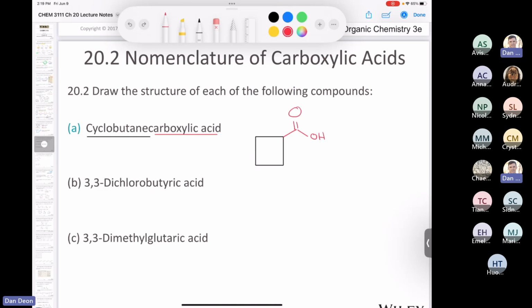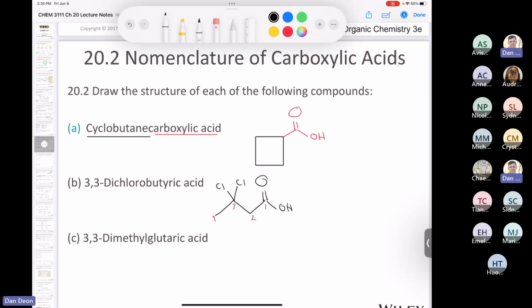Oops, that doesn't look very pretty. There we go. The next one is 3,3-dichlorobutyric acid. So let's see here. We've got 1, 2, 3, 4. So there's our butyric acid. And then, of course, this is carbon 1, 2, 3, 4. So on carbon 3, we've got 2 chlorines. So we'll scribble those in like so.